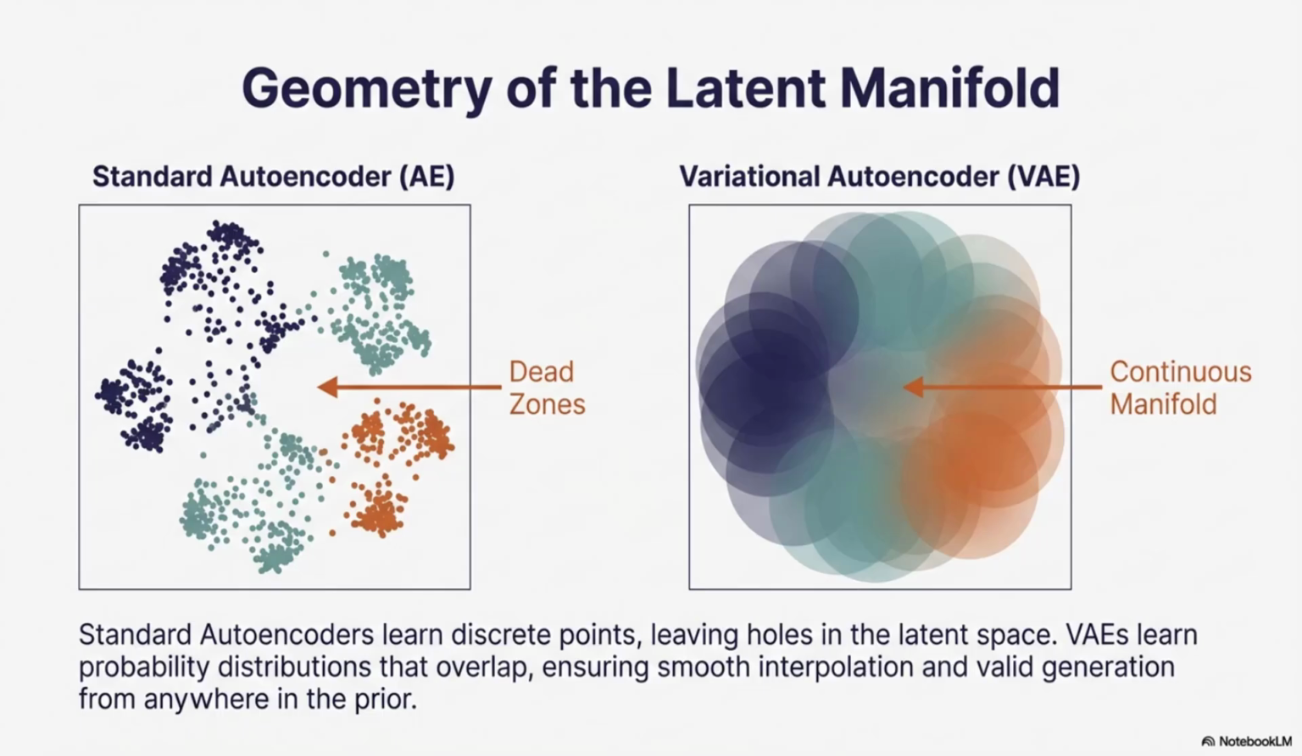But a VAE, because of that constant balancing act, learns something totally different. It creates a smooth, continuous map, a beautiful manifold of ideas. And what that means is that any point you pick on this map will generate something new and meaningful. There are no dead zones.